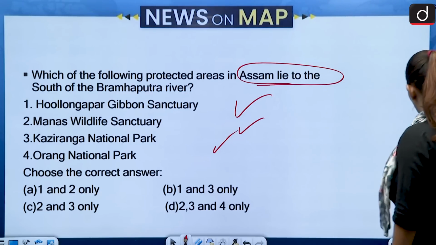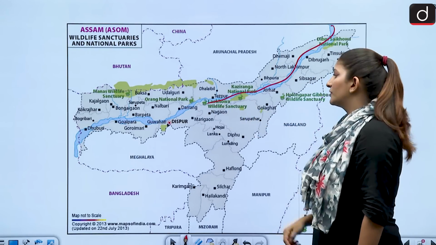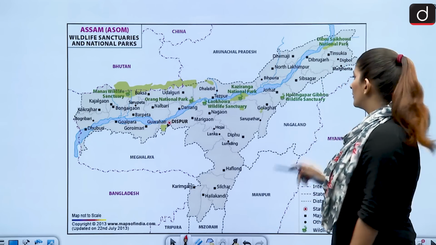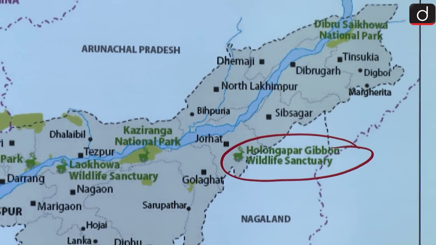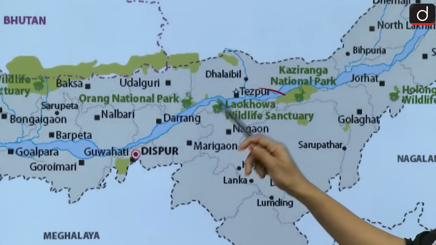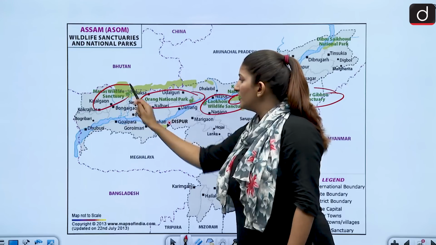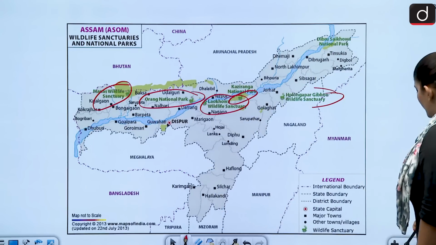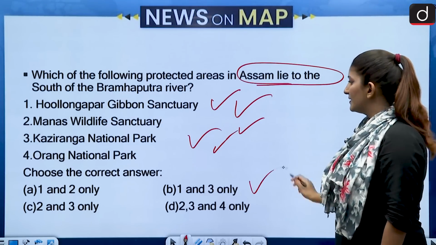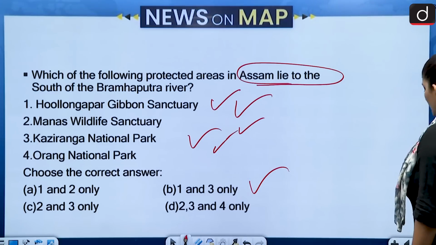Okay, so let us first of all look at the map. This is the map that shows us the course of Brahmaputra River, right, the blue one. So there are many important protected areas in Assam. Hulongpar Gibbon Wildlife Sanctuary is to the south of it. Even Kaziranga is to the south of it. Then we have Laokhowa, okay, and Orang and Manas. These are the north ones, okay. So Kaziranga and Hulongpar are correct. Hulongpar is first, Kaziranga is third. B is the correct answer, while Manas and Orang are to the north of Brahmaputra river. So option B is the correct answer.